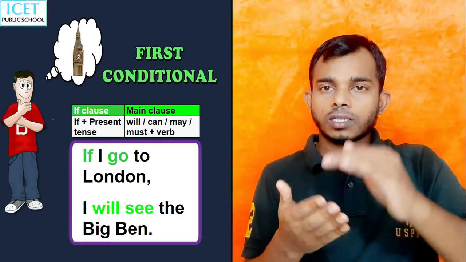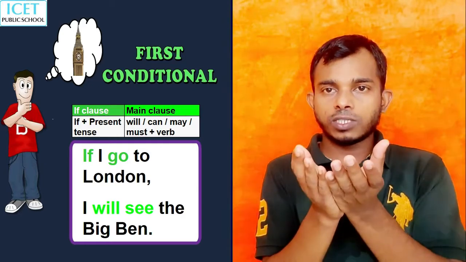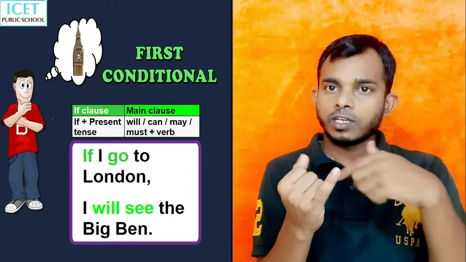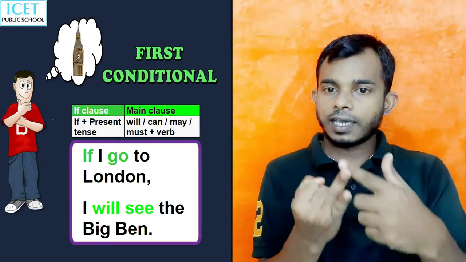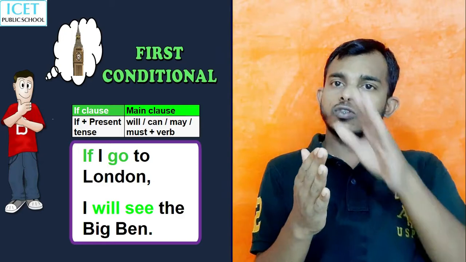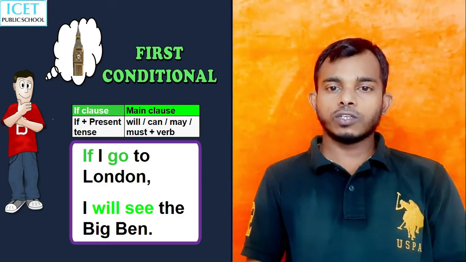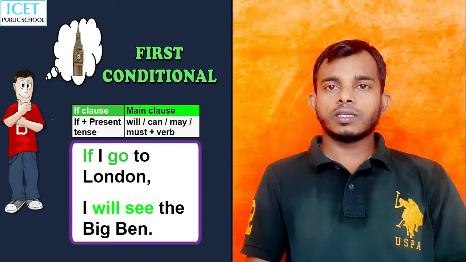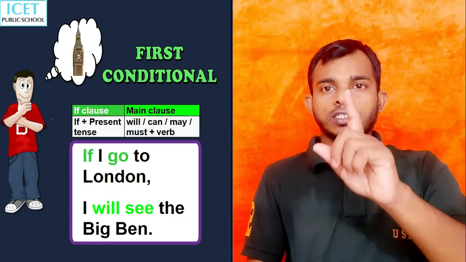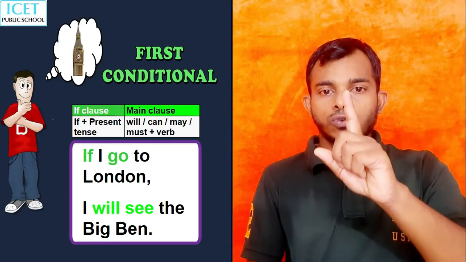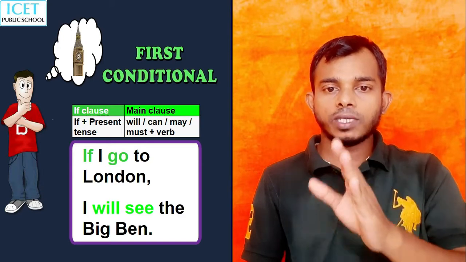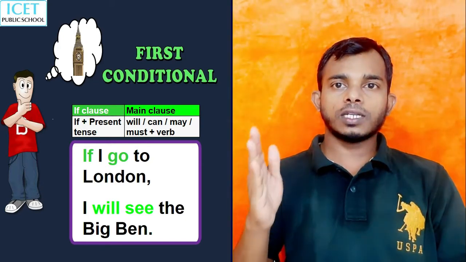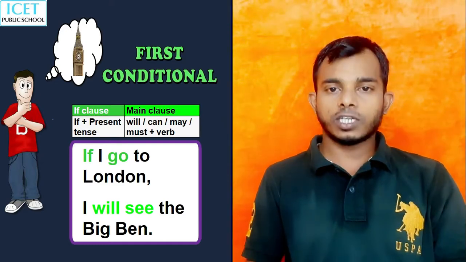These all are the auxiliary verbs in future tense. We know that we use will; instead of will we can use shall, can, may, must. These all are the auxiliaries. Anyone you can use according to the sentence meaning. You can write any one of them. So our condition is that the if clause will be written in present tense and the main clause will be written in future tense.